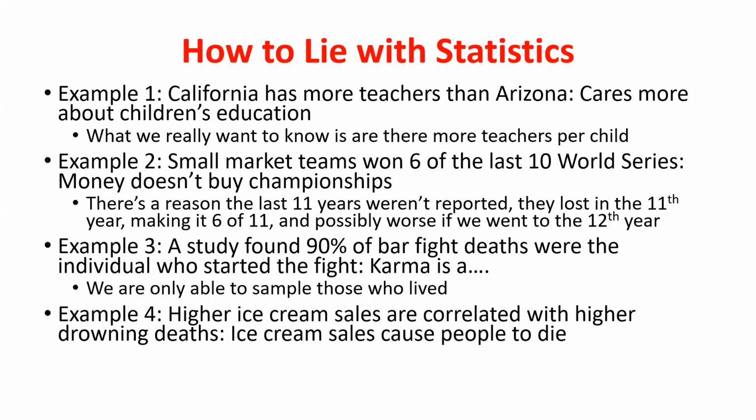And then the last one: higher ice cream sales are correlated with higher drowning deaths. This is an age-old stats example. Therefore, ice cream sales are causing people to drown. First of all, it doesn't make any sense. But what is the missing component here? So what might cause drowning deaths to be higher and ice cream sales to be higher?